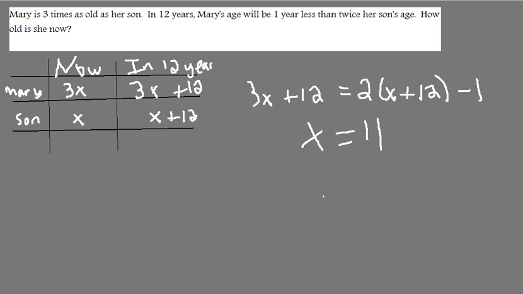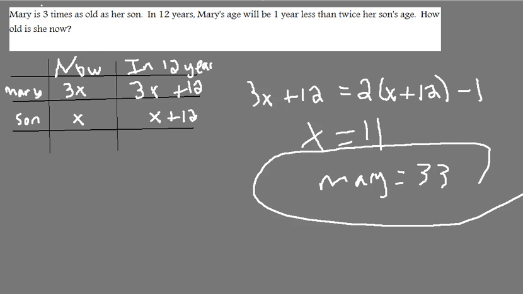Here it's clear. Her son's age is 11, and Mary's age is 3 times 11. So Mary is 33 years old. That's it.